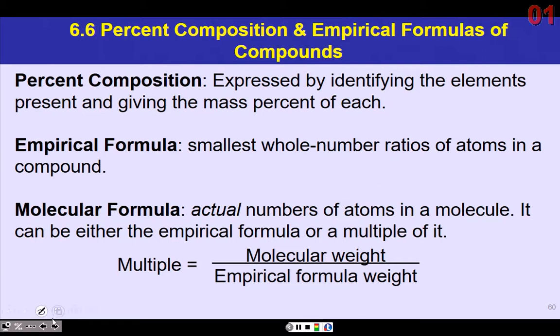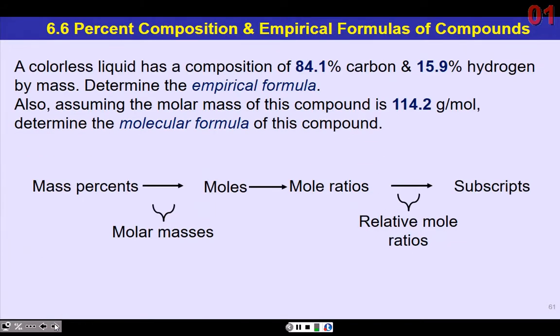Advance the slide. So let's take an example here. We have a colorless liquid, and someone has told us the composition is 84.1% carbon and 15.9% hydrogen by mass. And from that, we are asked to determine the empirical formula. Secondly, from this information as well, given a molar mass of the compound to be 114.2, you could determine the molecular formula of the compound.